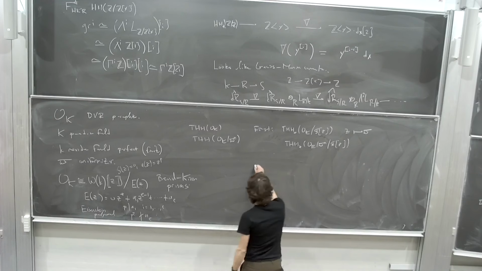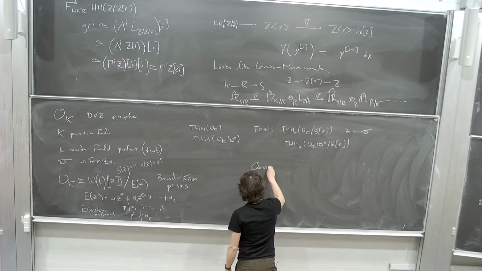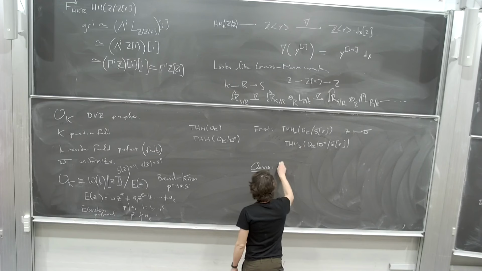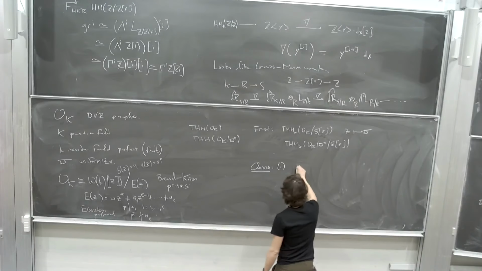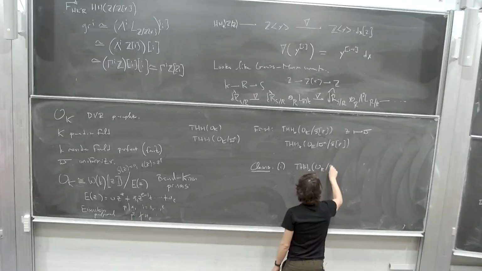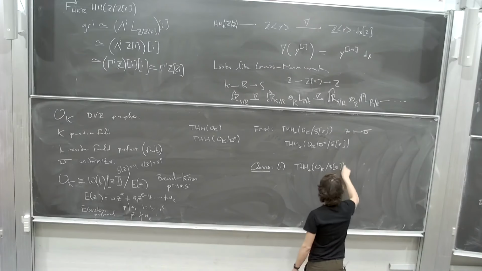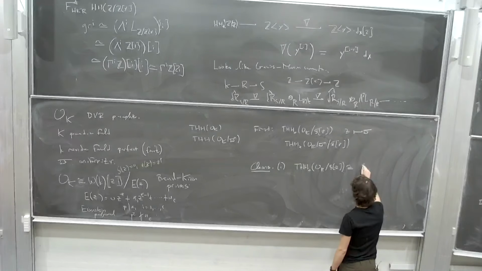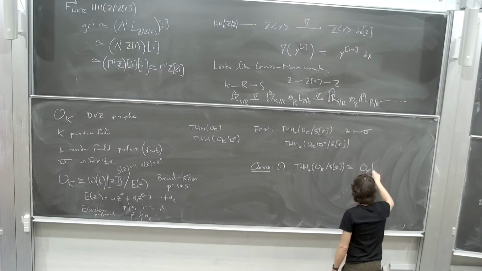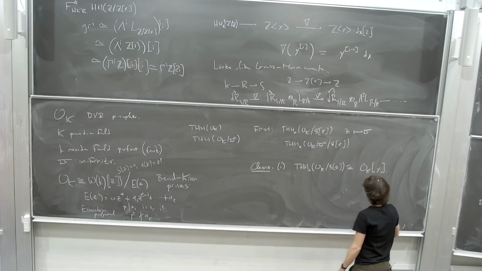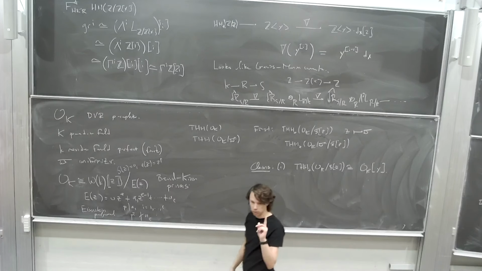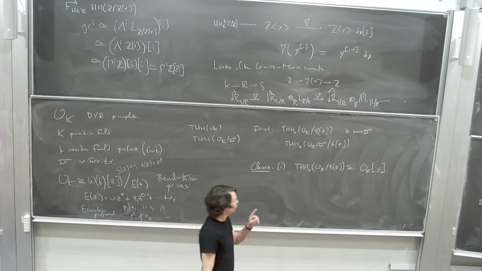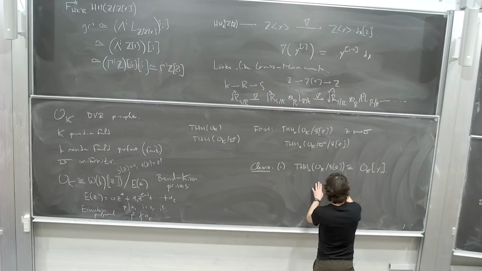Now, claim. So first of all, I claim that this homotopy ring of THH of O_K over S adjoin Z is actually isomorphic to O_K adjoin a polynomial variable in degree 2, as opposed to divided power. Okay, this is an instance of Bökstedt periodicity, and in fact, it's proved.